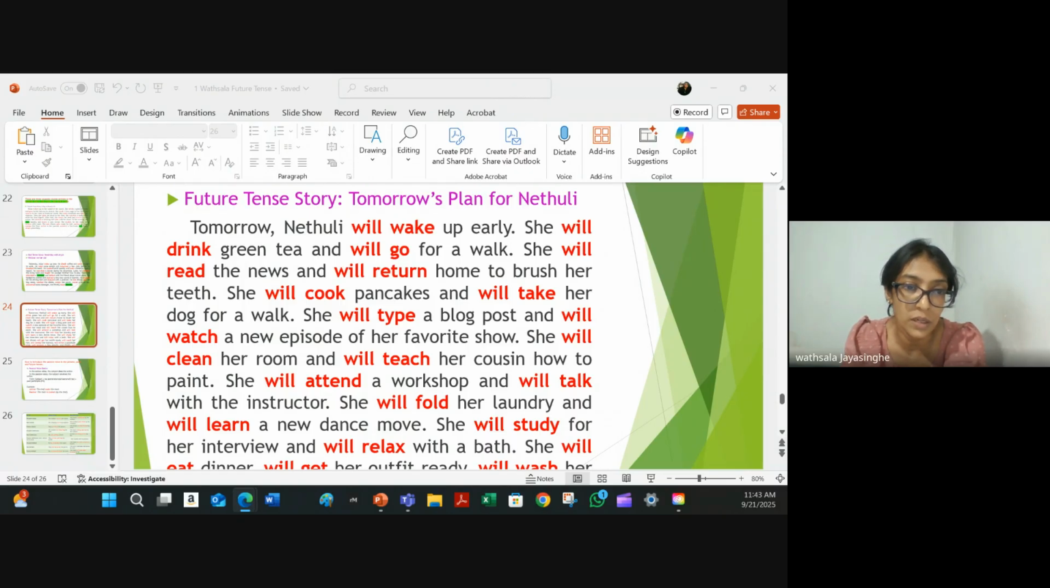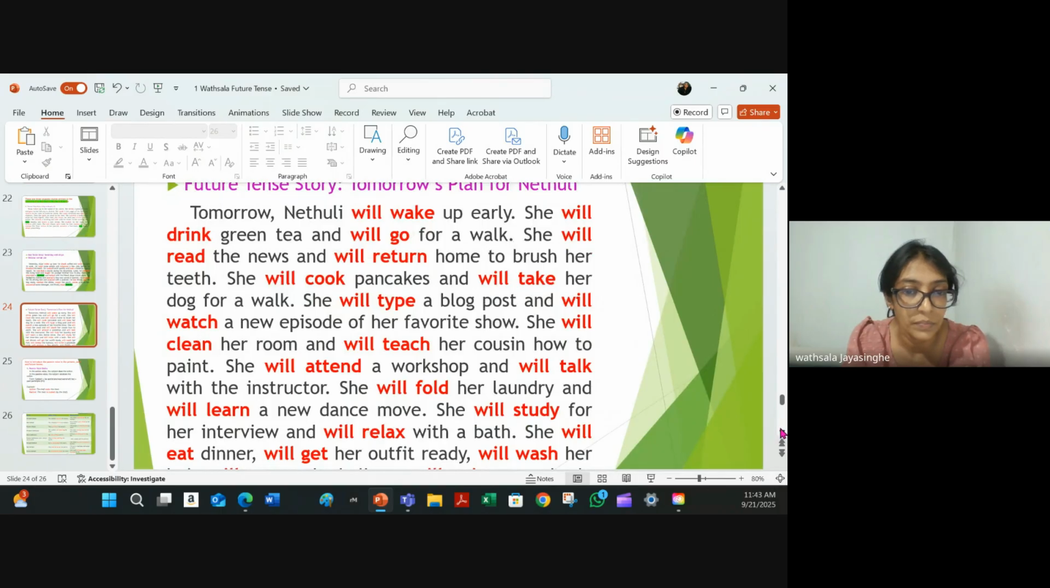She will read the newspaper, read the news and will return home to brush her teeth. She will cook pancakes and will take her dog for a walk. She will type a blog post and will watch a new episode of her favorite show. She will clean her room and will teach her cousin how to paint. She will attend a workshop and will talk with the instructor. She will fold her laundry and will learn a new dance move.